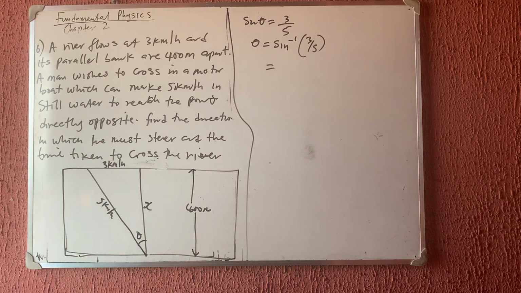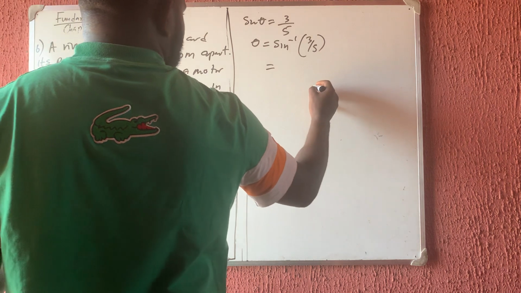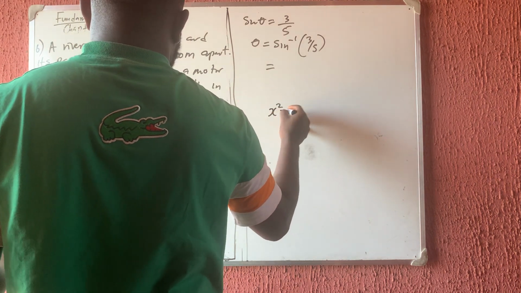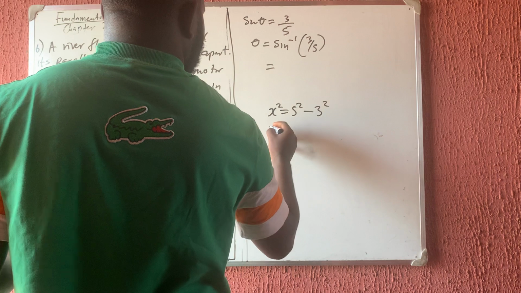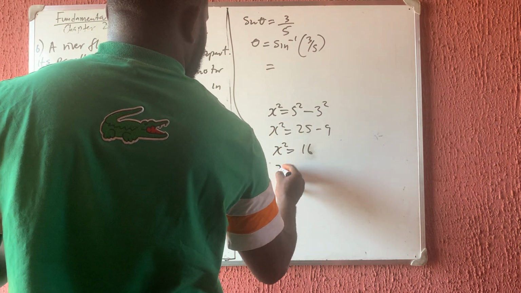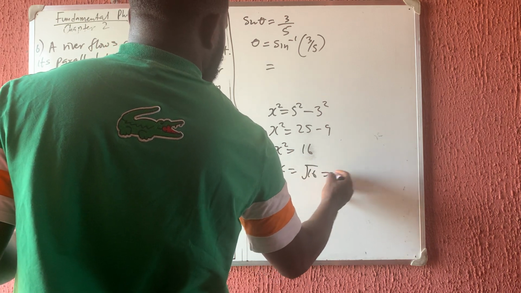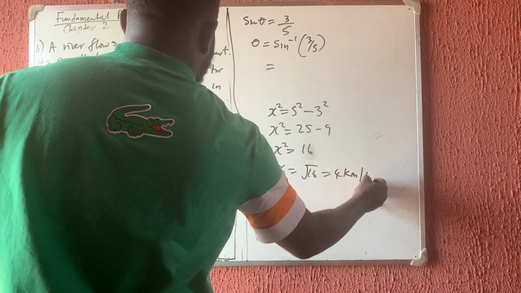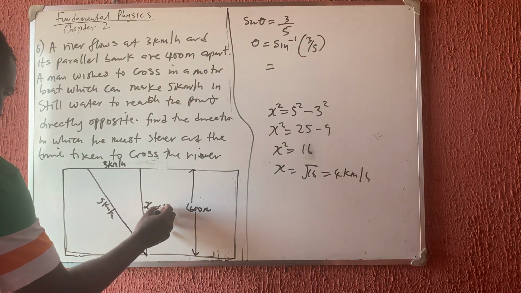Find the direction in which he must steer and the time taken to cross. Okay. So what do we have now? Let's find this x first. I have that x squared is equal to what? 5 squared minus 3 squared. So x squared is equal to 25 minus 9. x squared is equal to 16. x is equal to what? Square root of 16, which is what? 4 km/h. So here we're having 4 km/h.